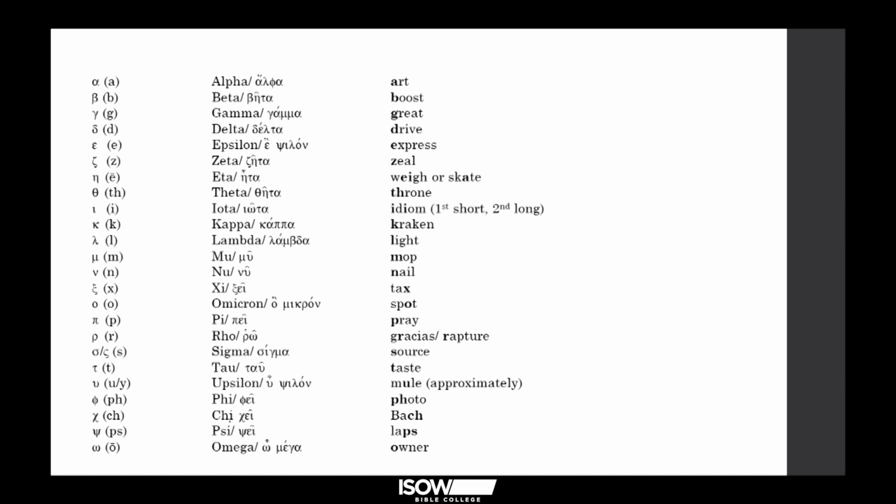Upsilon will be pronounced like the U in mule. Phi will be pronounced like the PH in photo, or like F in English. Chi will be pronounced approximately like the CH in Bach. Psi will be pronounced like the PS in laps, L-A-P-S. And then finally, the omega will be pronounced like the O in owner.